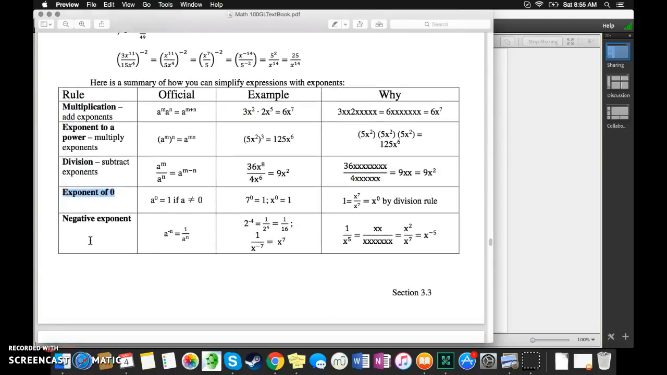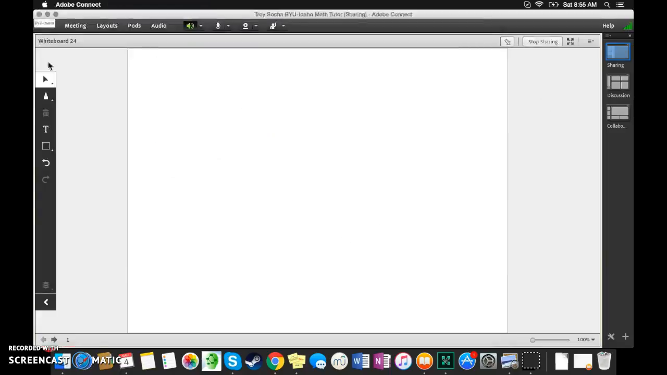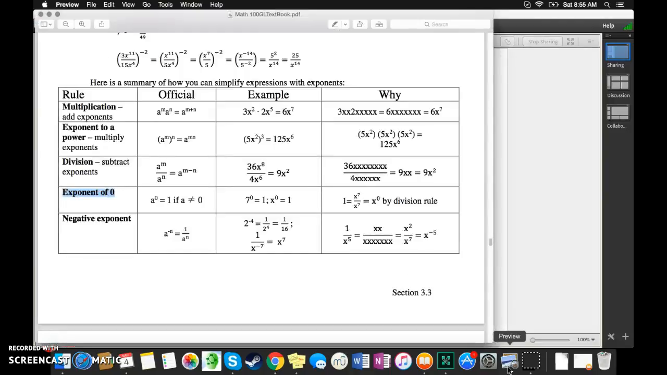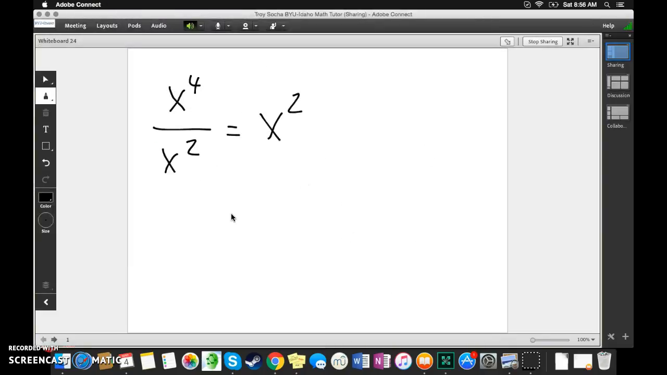But this one right here, we're going to go over division first. So when you have a problem like x to the 4 over x to the 2, this says that we can subtract 2 from 4, and it should equal x to the 2. If you see here, that's what this says: m subtracted by n. Let's see how that works, though.